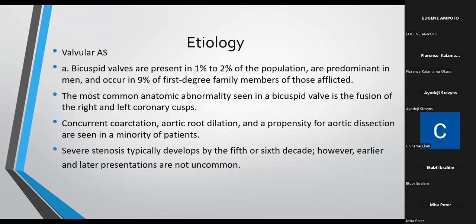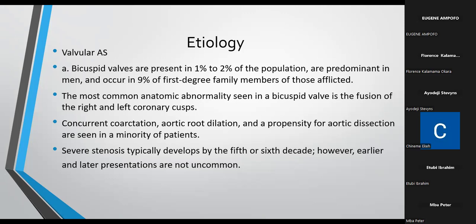And then there are also different classifications of the AS. You have the valvular AS, subvalvular AS too. Then you could also have supravalvular AS. An example of the valvular AS is the bicuspid.